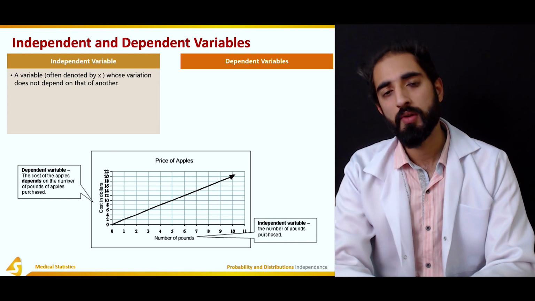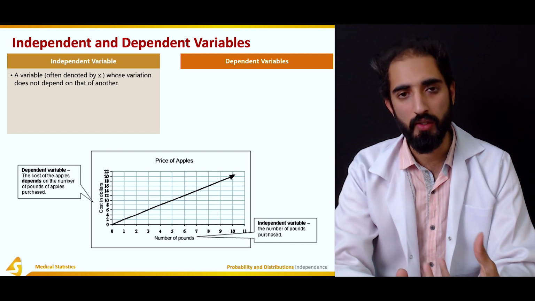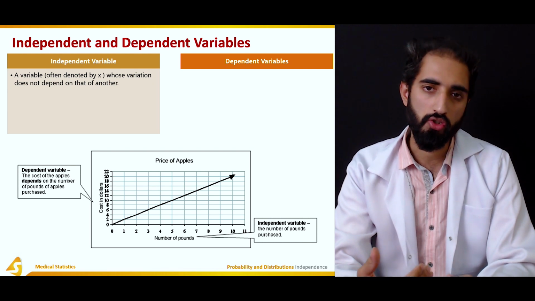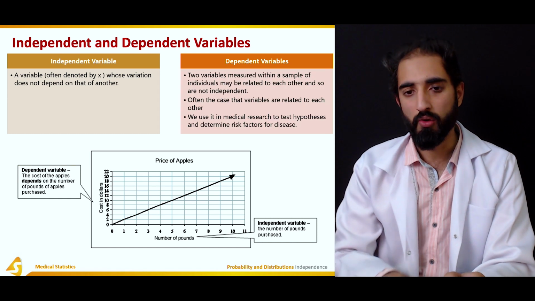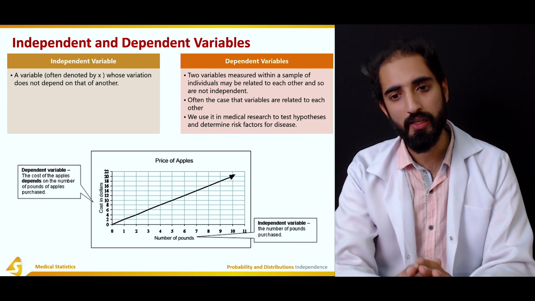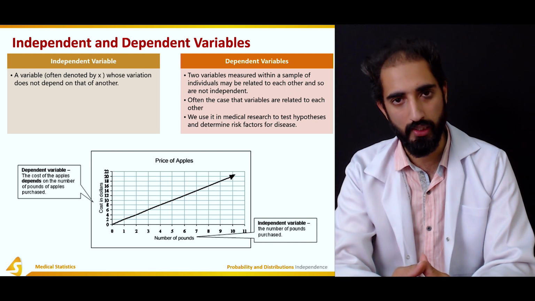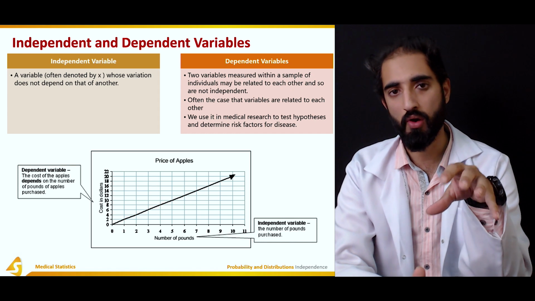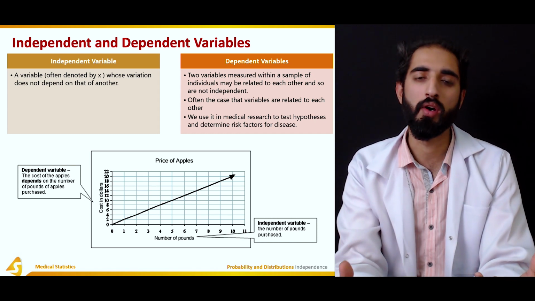The dependent variable, on the other hand, as the name suggests, depends on some other variable, so that if you change one variable, it would have an effect on the other variable. Two variables measured within a sample of individuals may be related to each other and so are not independent. This dependency can be of two types. It can be of the sort that one variable is independent and one is dependent.